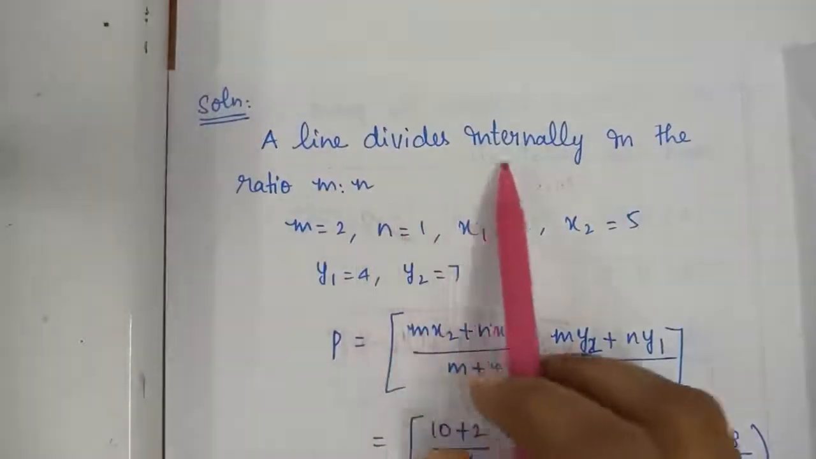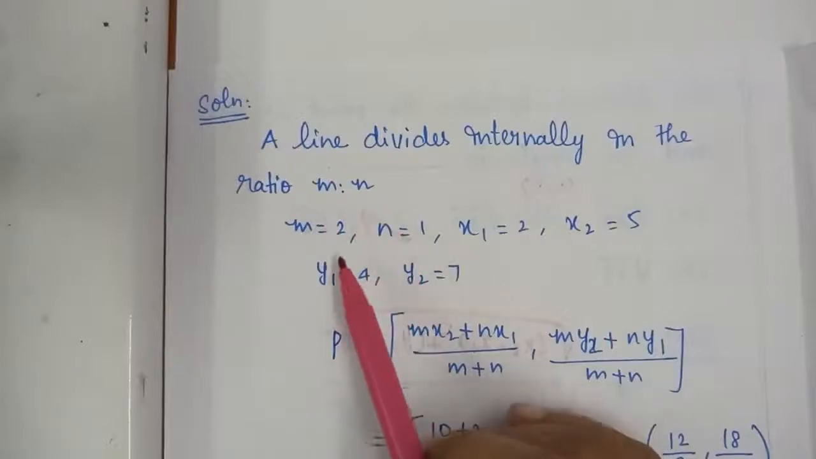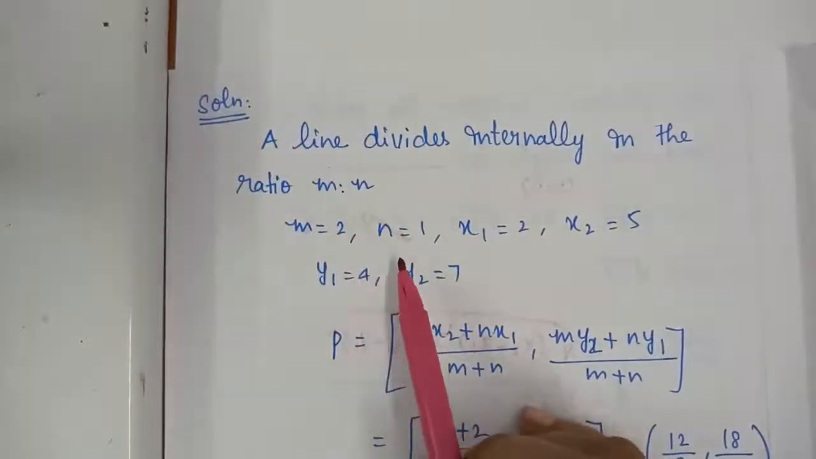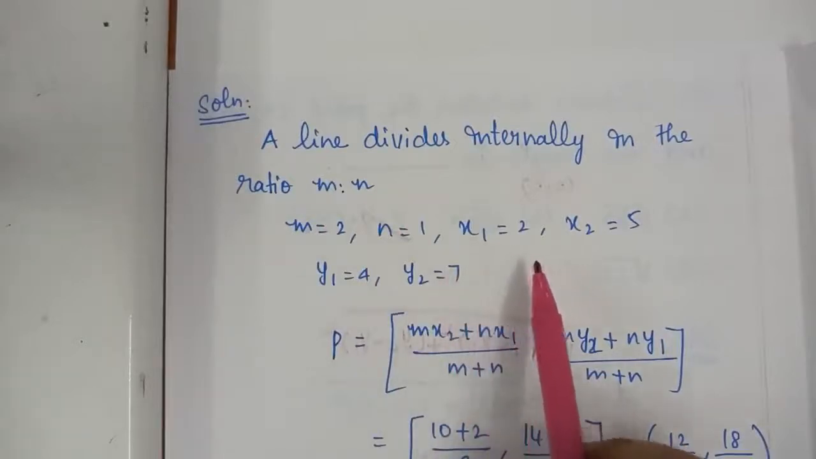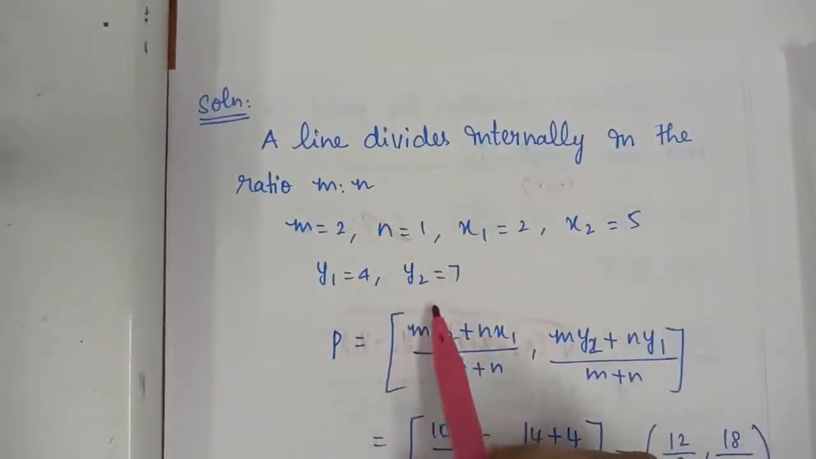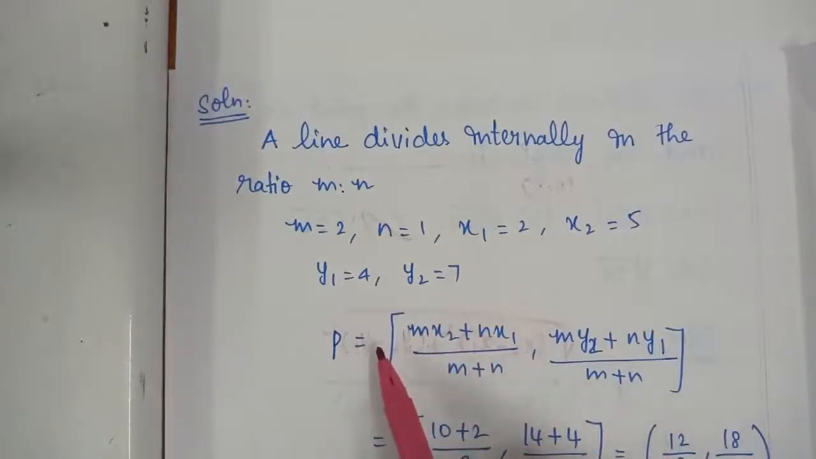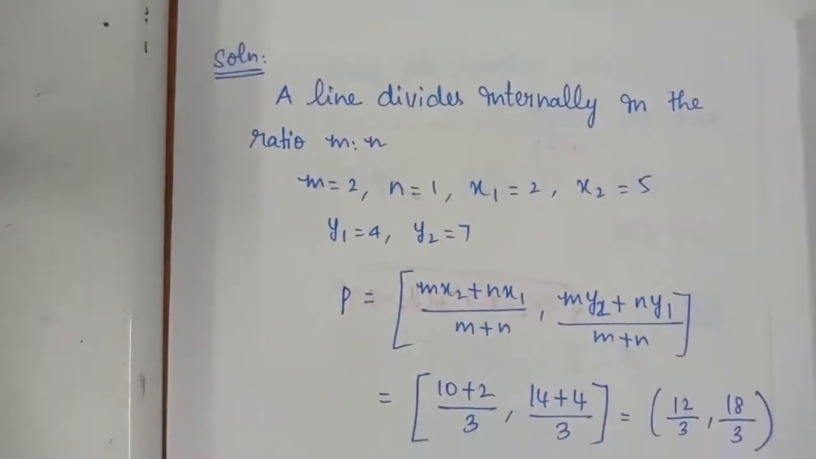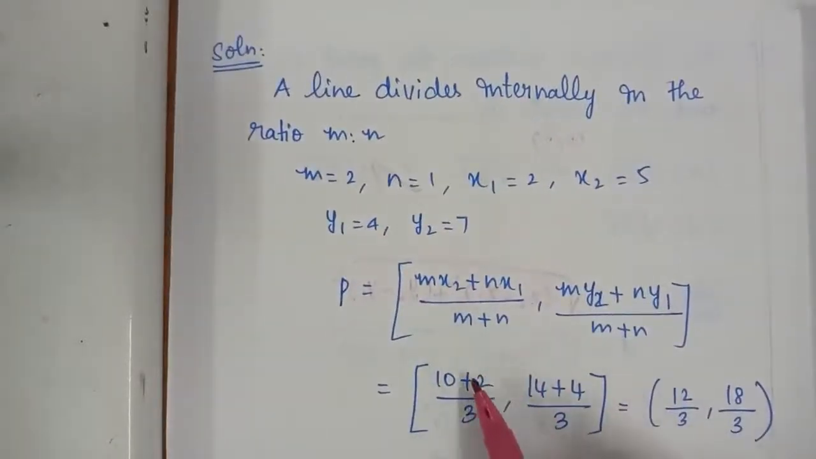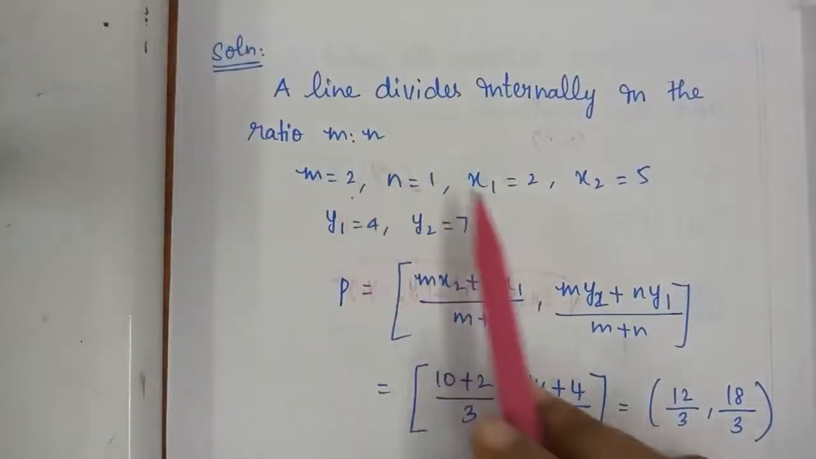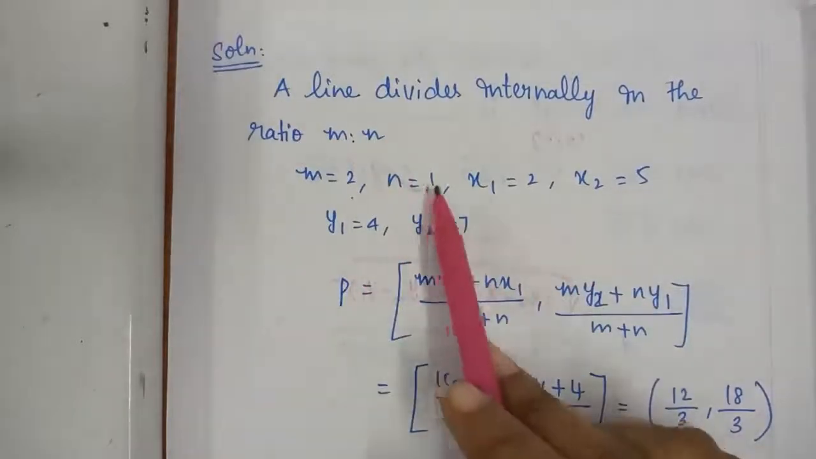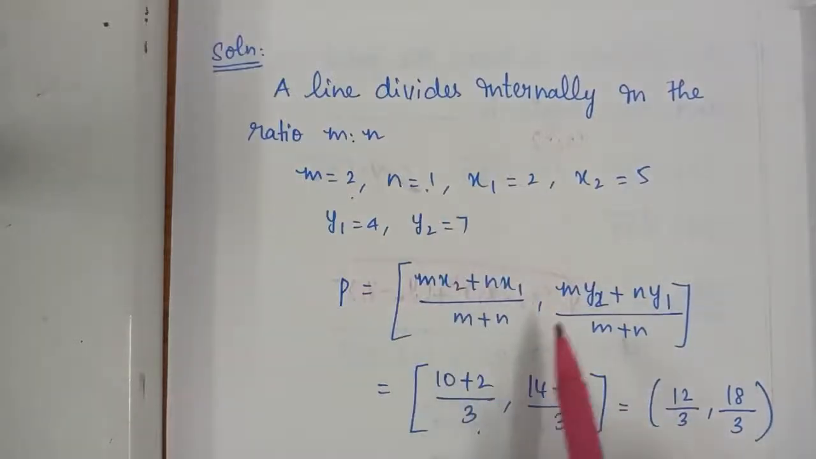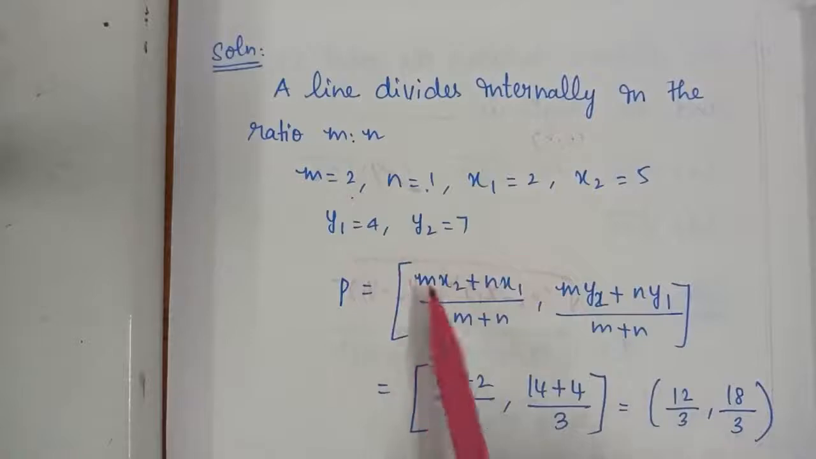So solution, a line divides internally in the ratio m is to n, that is the value of m is equal to 2 and n is equal to 1, x1 is 2, x2 is 5, y1 is 4 and y2 is 7. We know the formula, that is section formula, P is equal to mx2 plus nx1 divided by m plus n, comma my2 plus ny1 divided by m plus n, which is equal to, substitute those values in the formula, you get 5 2s are 10, that is m value is 2 into 5, 5 2s are 10 plus 1 into 2 is 2 divided by 3, comma m value is 2 into y2 value is 7.